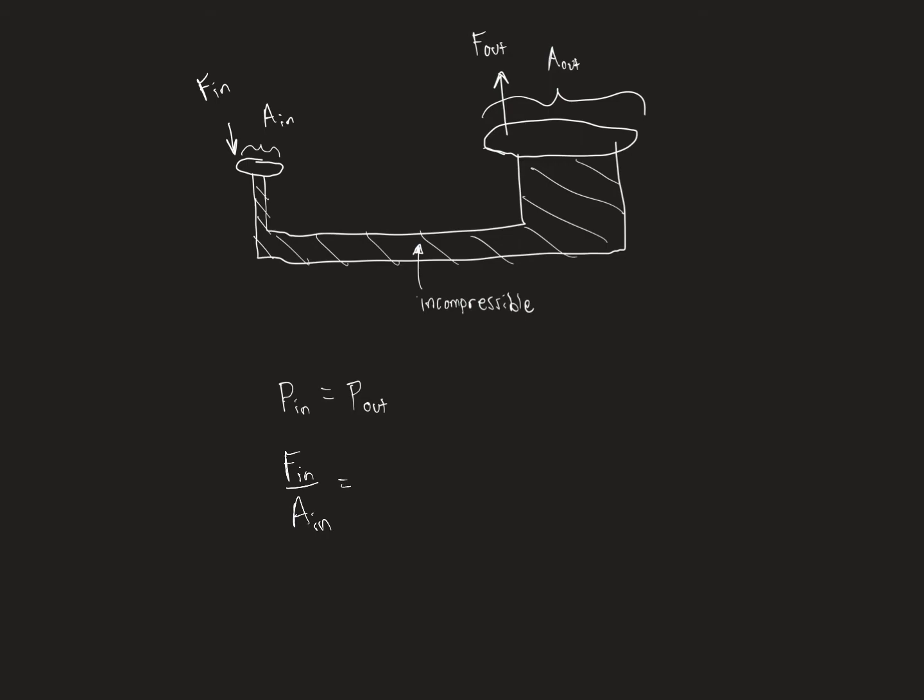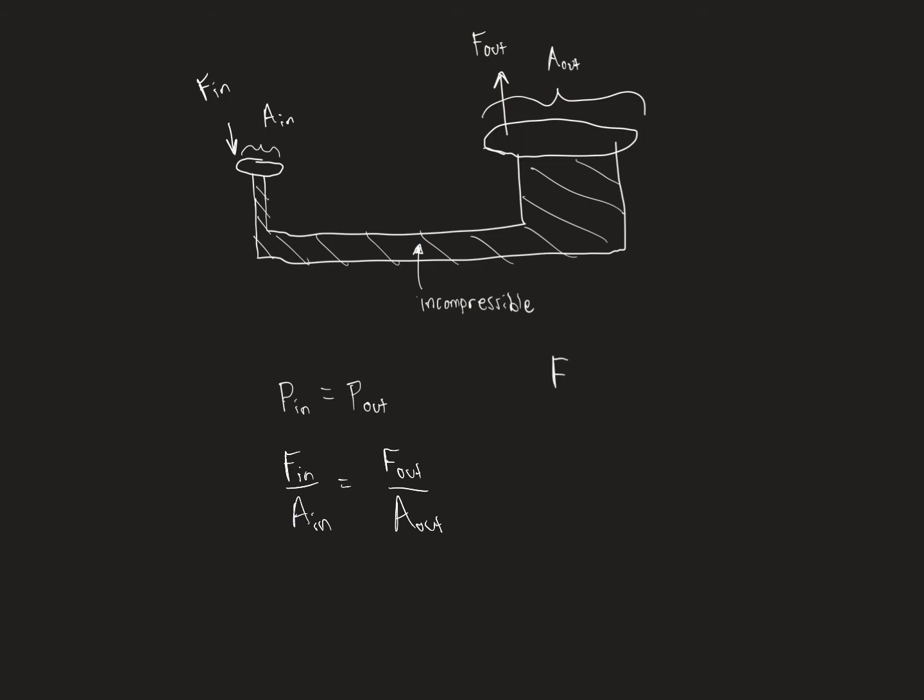That has to be equal to pressure out. What would pressure out be then? Force out over area out. And in this problem, we have a hydraulic system with an input cylinder and an output cylinder. We assume the output force is 100 times bigger than the input force.